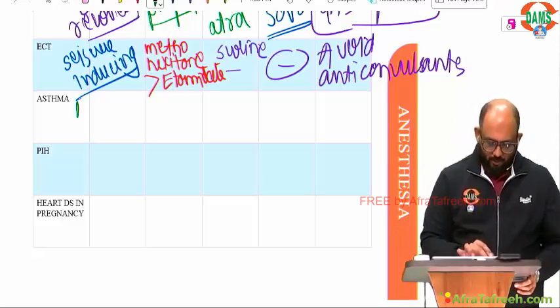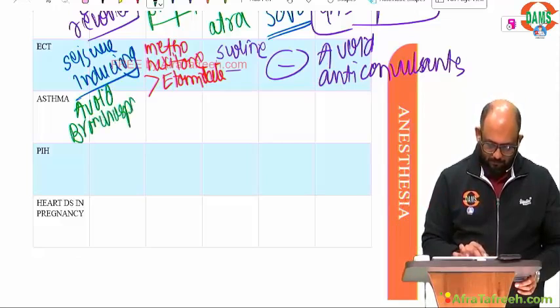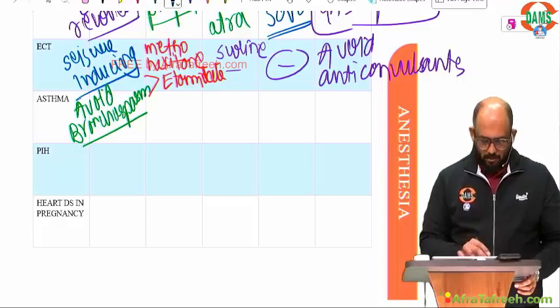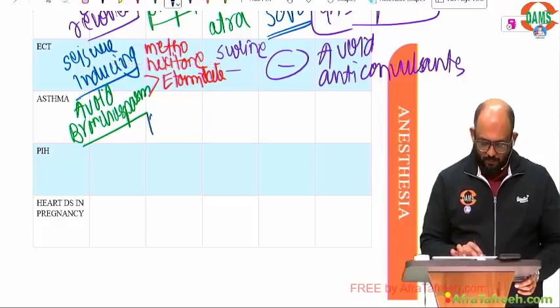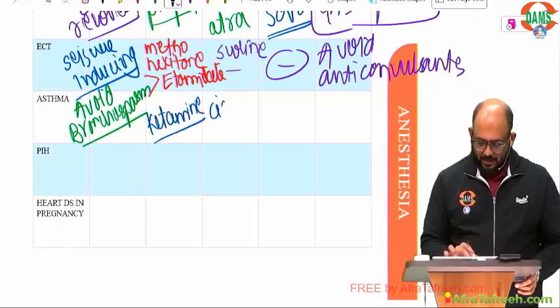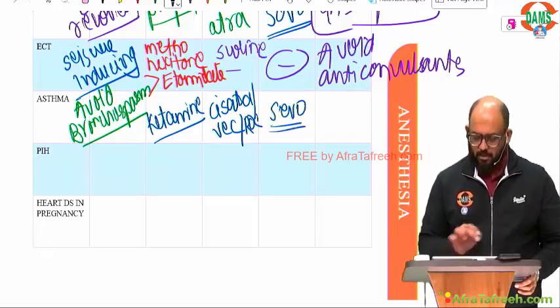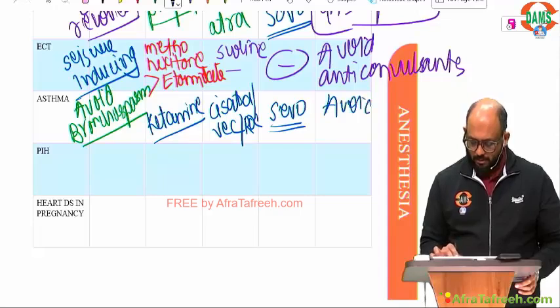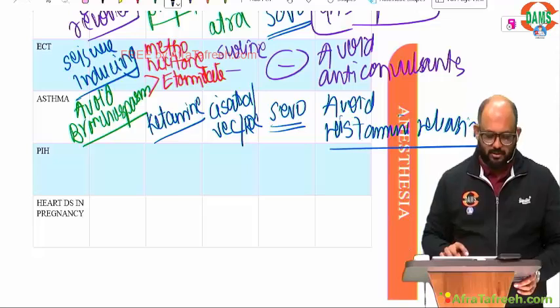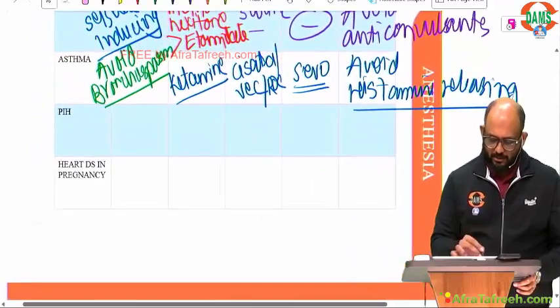Asthma, avoid bronchospasm. In IV induction agents, you will prefer a bronchodilator like ketamine. Muscle relaxants, cis-atra, vec, roc. Inhalational agent, sevo. Avoid histamine releasing drugs.